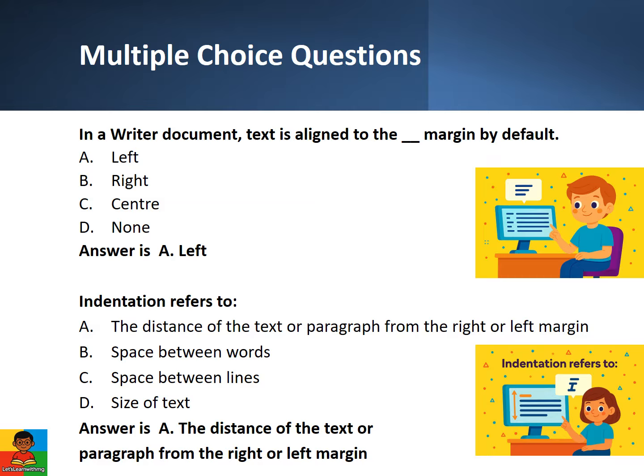Question 6. Indentation refers to A. The distance of the text or paragraph from the right or left margin. B. Space between words. C. Space between lines. D. Size of text. The correct answer is A. The distance of the text or paragraph from the right or left margin.